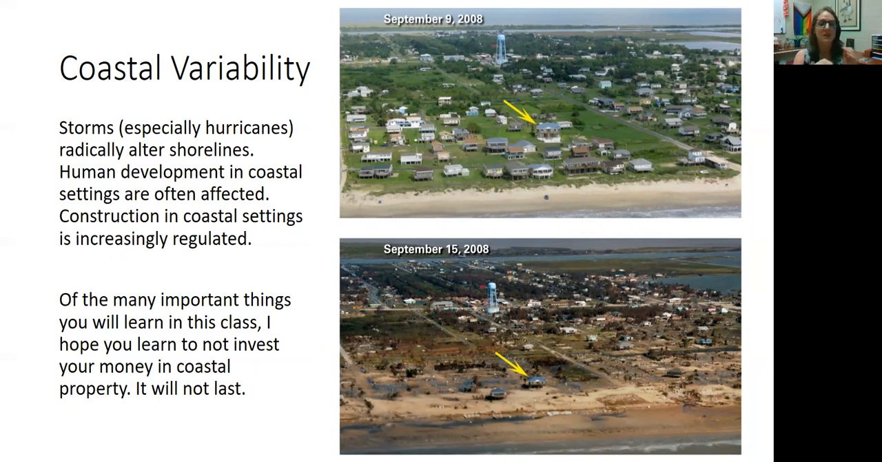Okay, so of the many important things you're going to learn in this class, I hope you learn not to invest your money in a coastal property. Right? If you do want to live on the coast, buy property high elevation, far away from the coastline. Barrier islands are a terrible place to invest your money because they're just so dynamic. They're so variable.